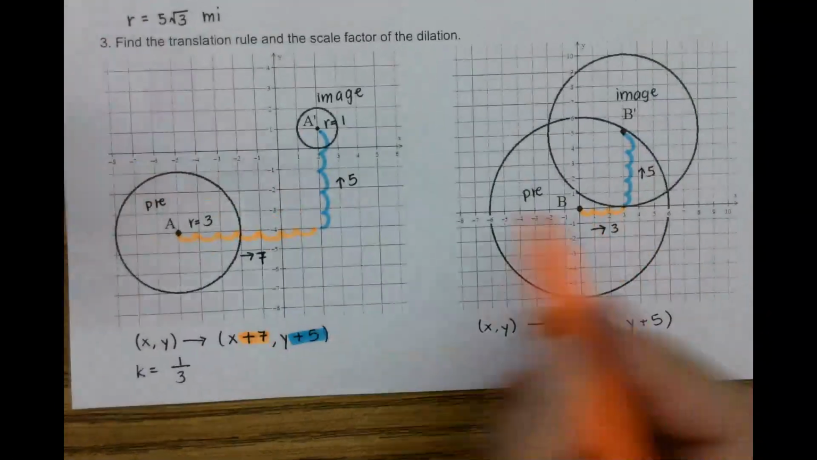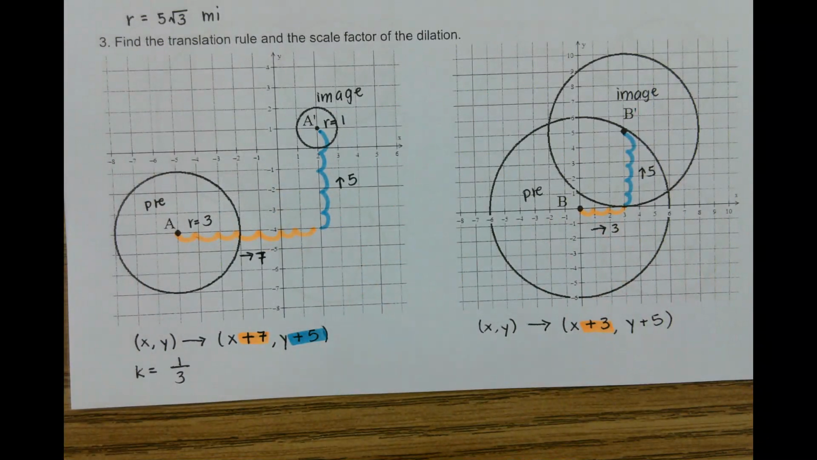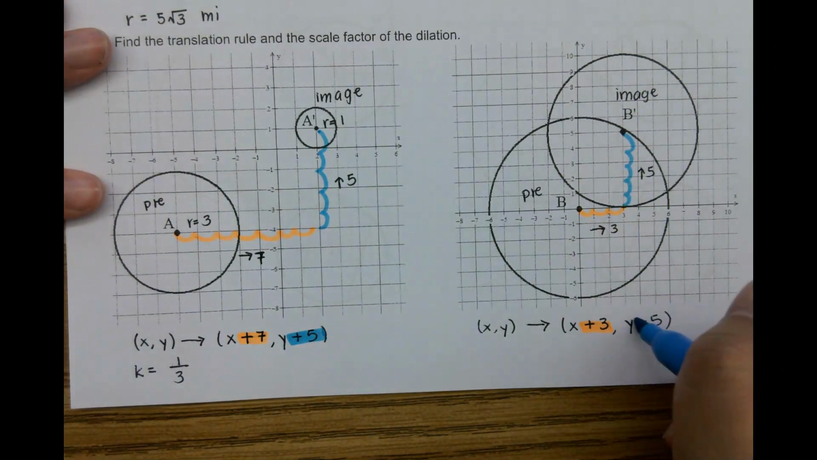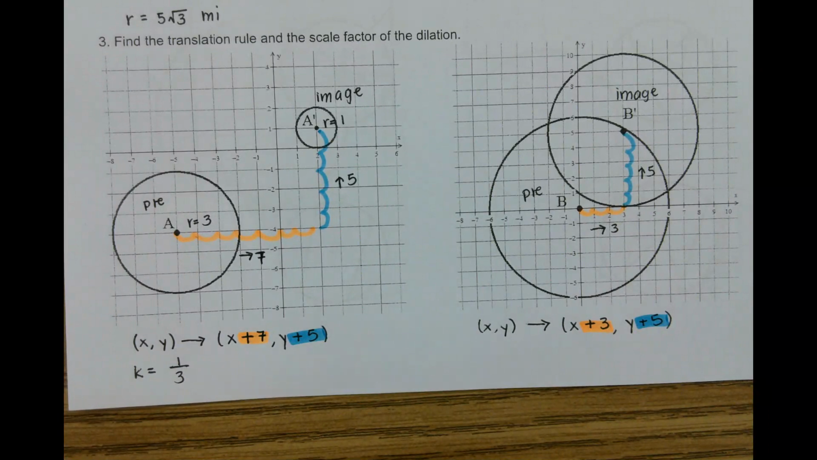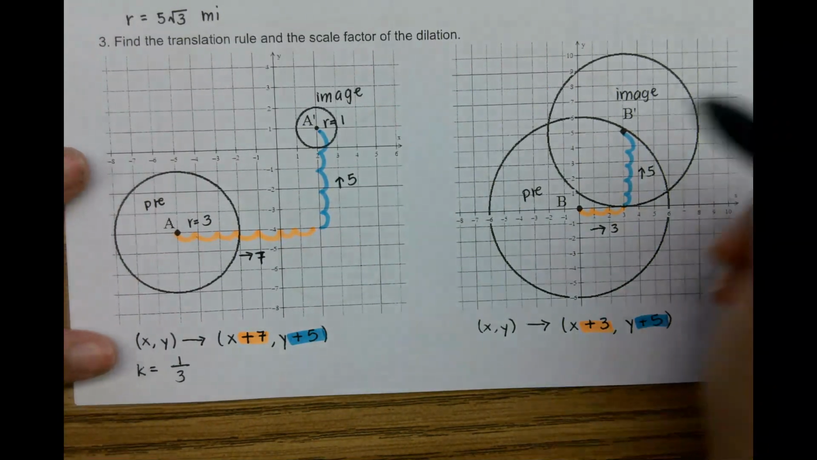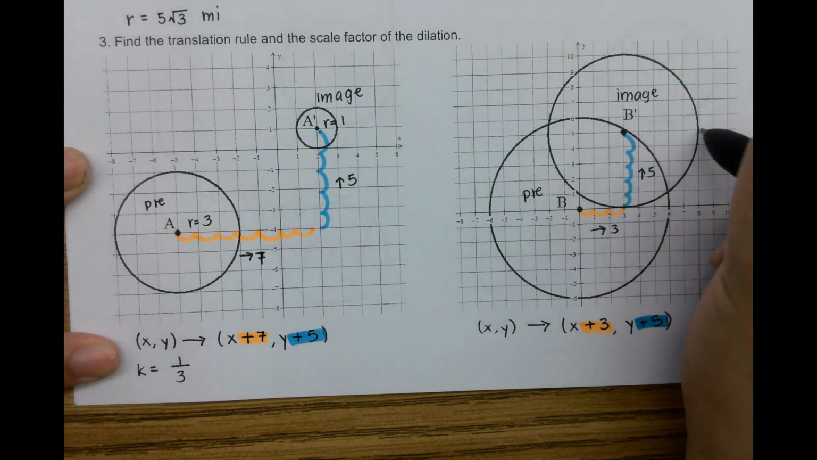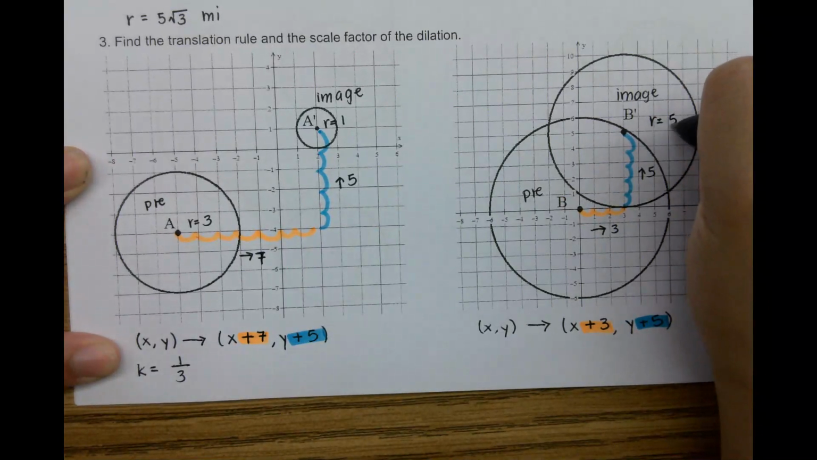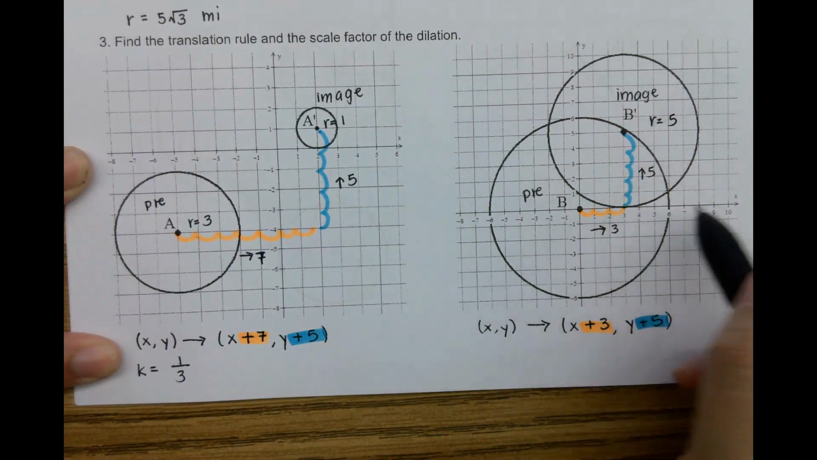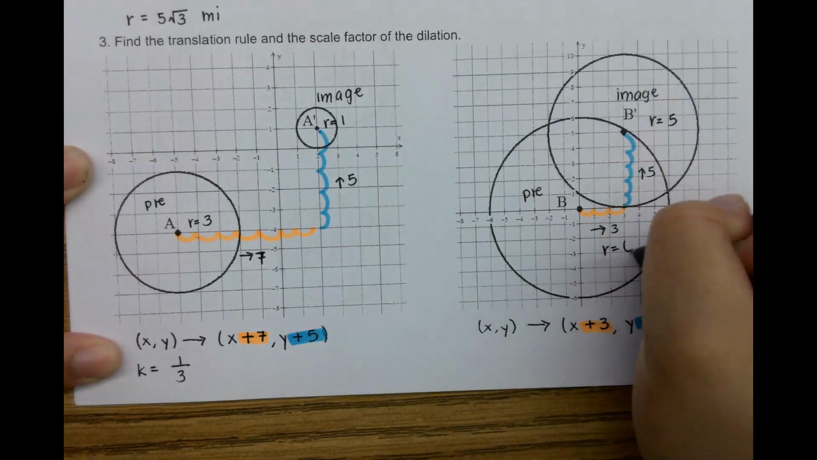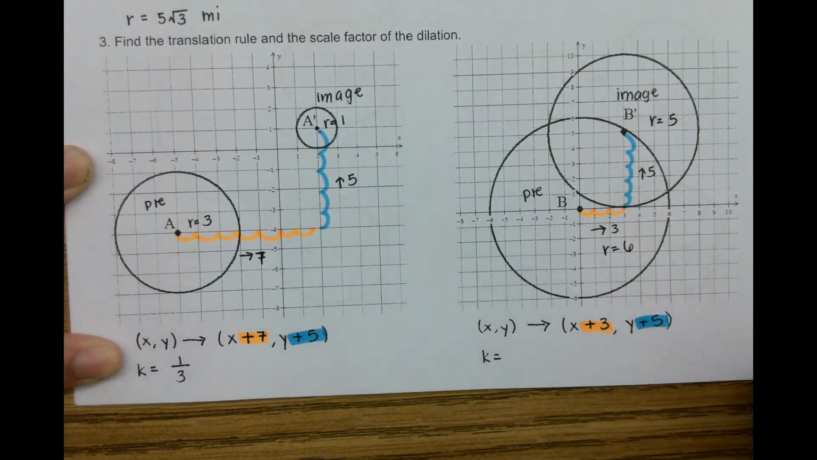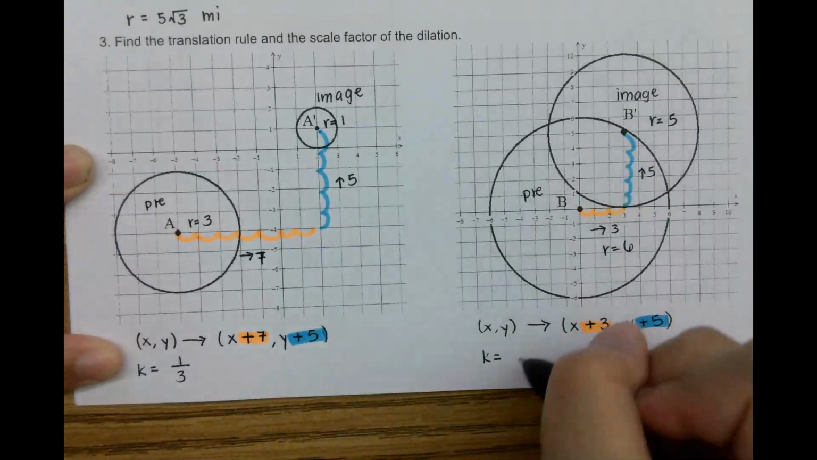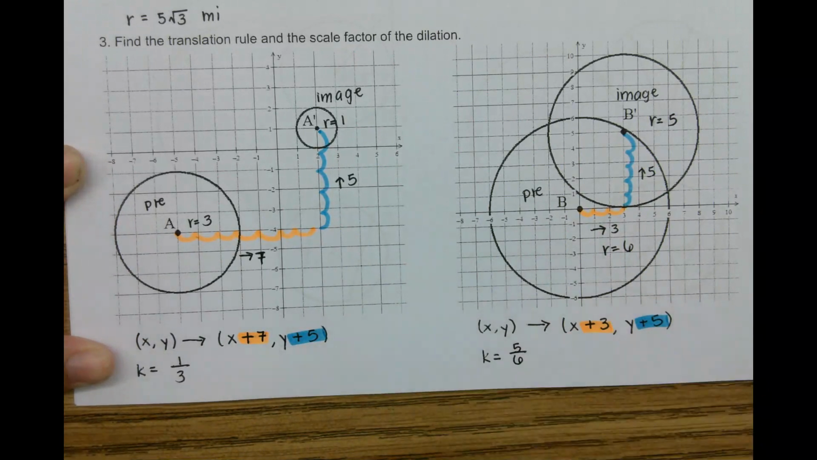If it was left, it would be minus for x. If it moved down, it'd be minus for y. Okay. Then, figuring out my radius, this one is 1, 2, 3, 4, 5. This is a radius of 5. This is 1, 2, 3, 4, 5, 6. Radius of 6 here. So scale factor, image over pre-image, 5 over 6. And there you go.